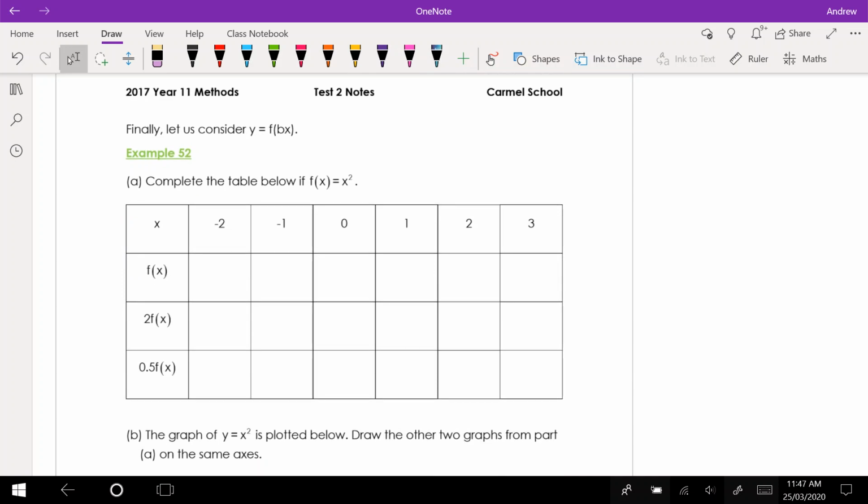Last one out of our transformations that we're going to talk about is when there's a constant inside that bracket. So let's just complete the normal table. Again, 4, 1, 0, 1, 4, 9. Quite easy. Now, also let's just cross this out here. This is supposed to be f of 0.5x. Just a bit of a typo there. And this is supposed to be f of 2x.